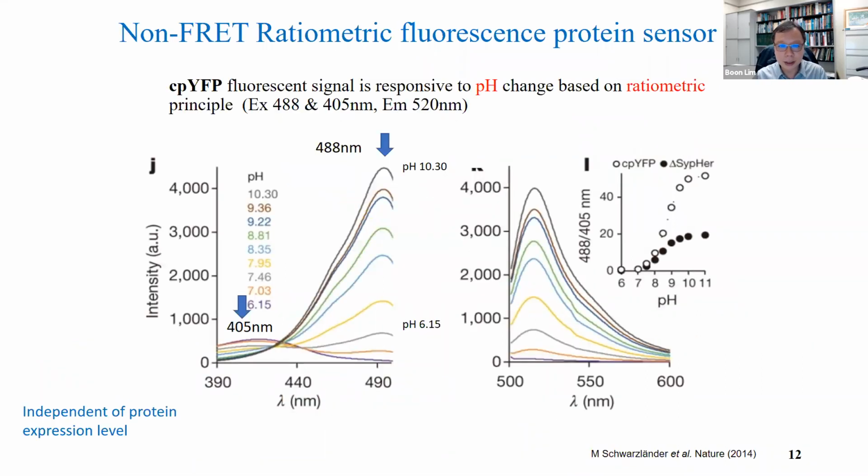Another sensor that is used in my lab is a pH sensor. This pH sensor is non-FRET based. We can excite these sensors by 488 and 405 and then measure the emission at 520. And then we can obtain a ratio, and you can see that this sensor is called cpYFP, and the ratio will change upon pH change. So we also introduce these sensors into plants.